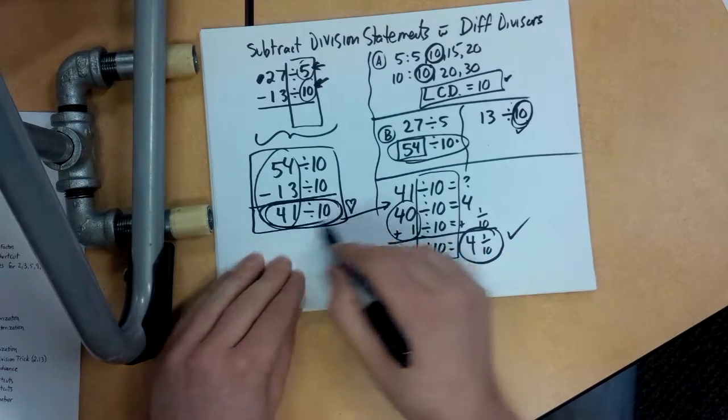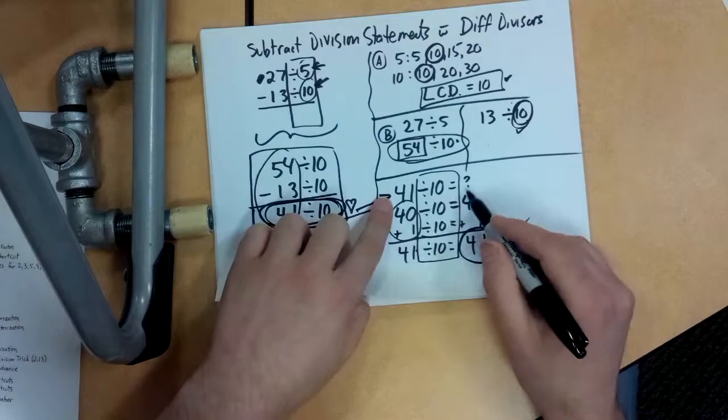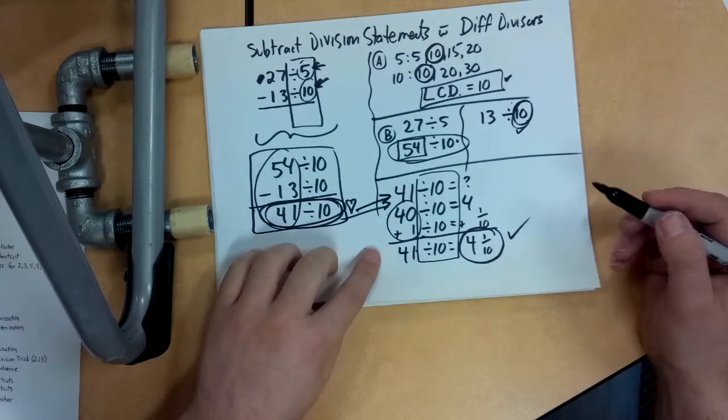And then once we have this, we can go to our breakdown division strategy just like we had done before.